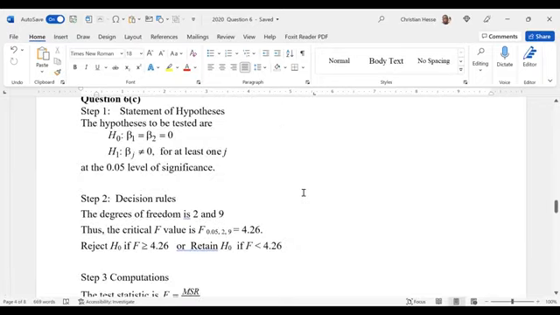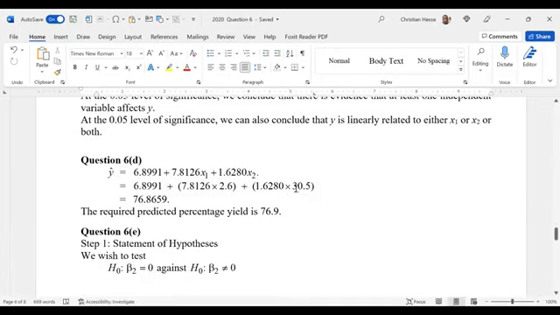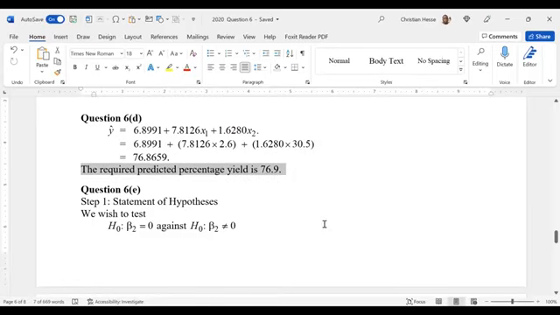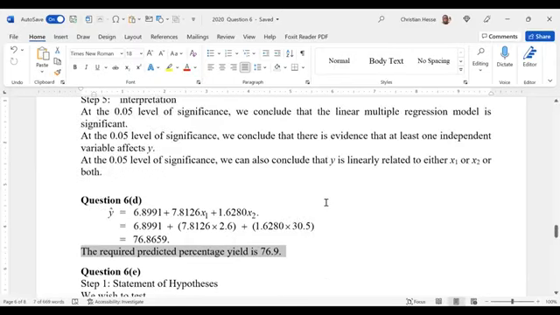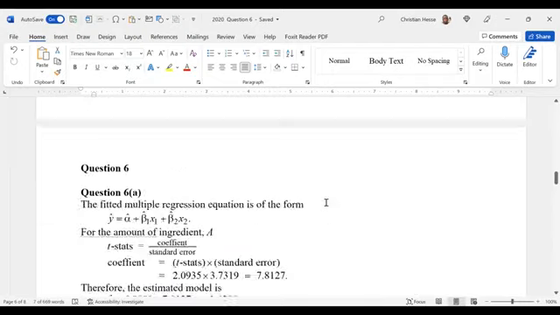So the D is what? You put 2.6 in place of X1 and 30.5 in place of X2, then you compute. So that gives the answer for D to be 76.9 for the predicted value when X1 is 2.6 and X2 is 30.5. Are we okay? Then we go to 6E. What is 6E saying?